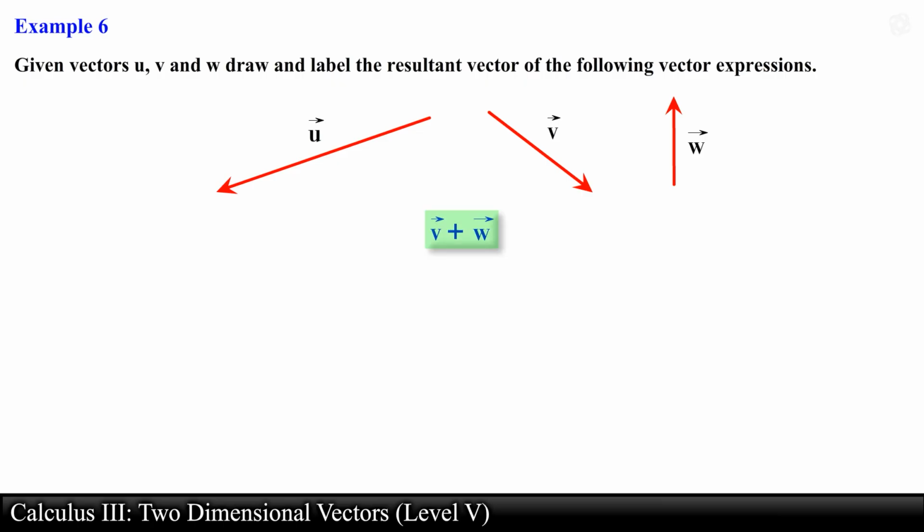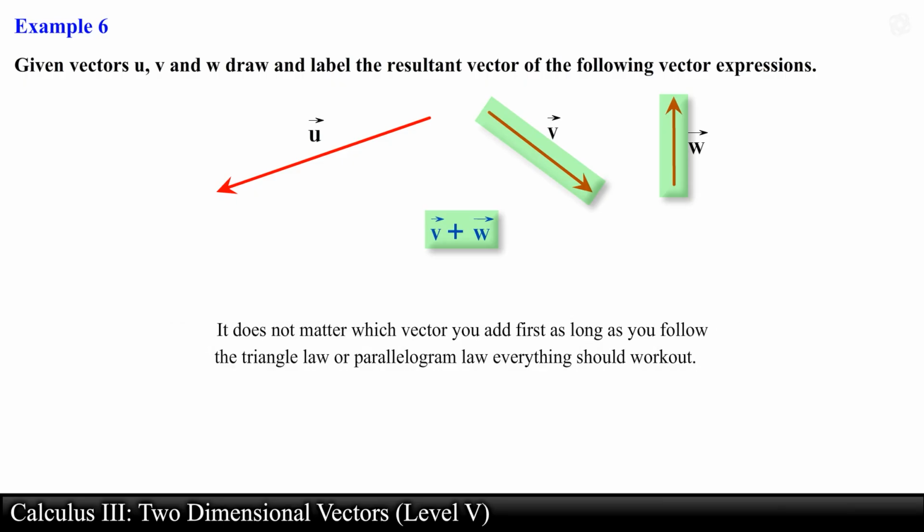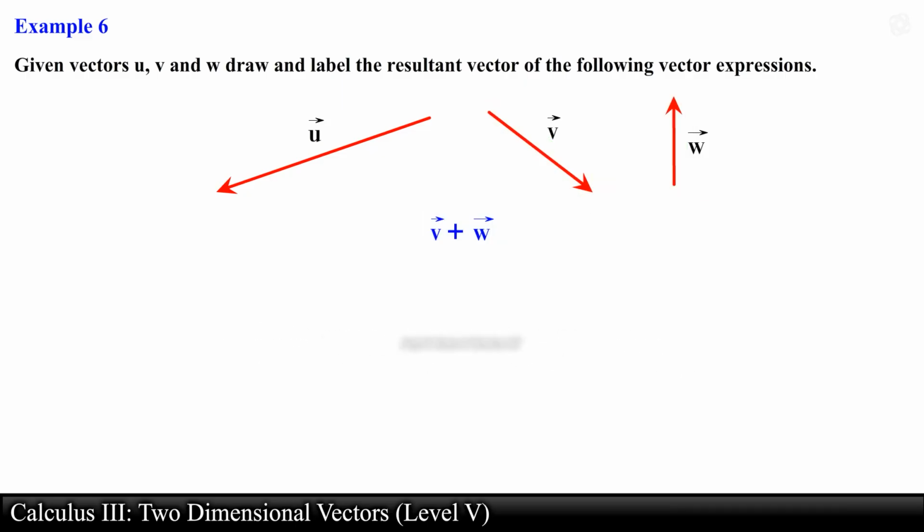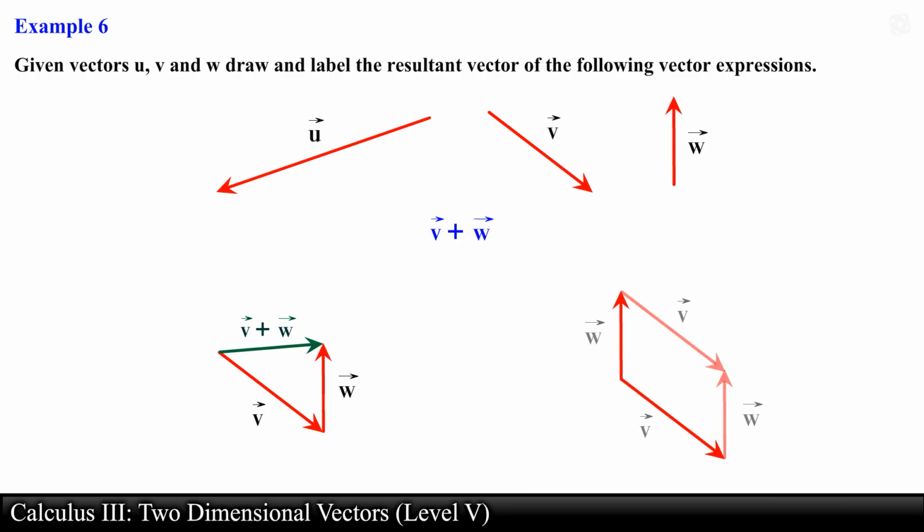Here, we are asked to find the resultant vector when we add vector v and vector w. Keep in mind that it really doesn't matter which vector you add first, as long as you follow the triangle law or parallelogram law. Everything should work out. Using the triangle law, we would obtain the following resultant vector. In the same manner, if we use the parallelogram law, we would obtain the same exact resultant vector.